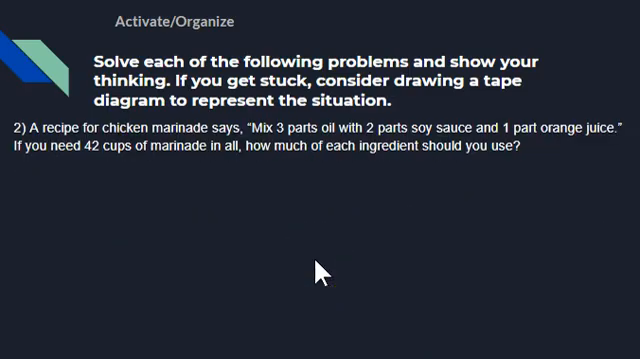Okay, let's go a little bit tougher. 3 parts oil, 2 parts soy sauce, 1 part orange juice. You need 42 cups. How do you need to put this together? What's it going to look like?